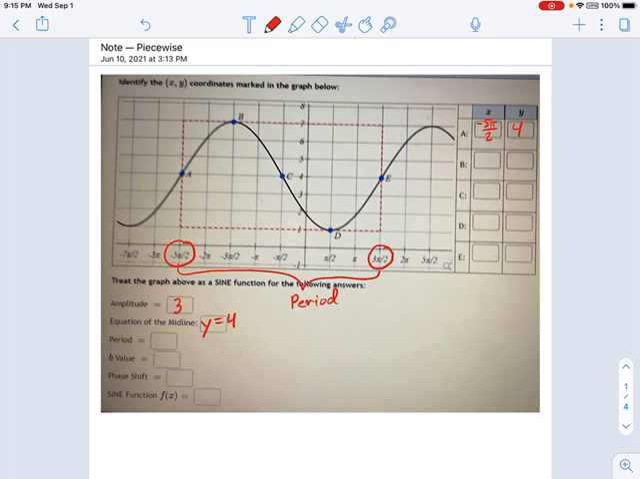So how many pi over 2s am I going? There's negative 5 over here, and it goes all the way up to positive 3 pi over 2s there. So I have a total of 8 pi over 2s. Okay, that'll be 8 pi over 2.